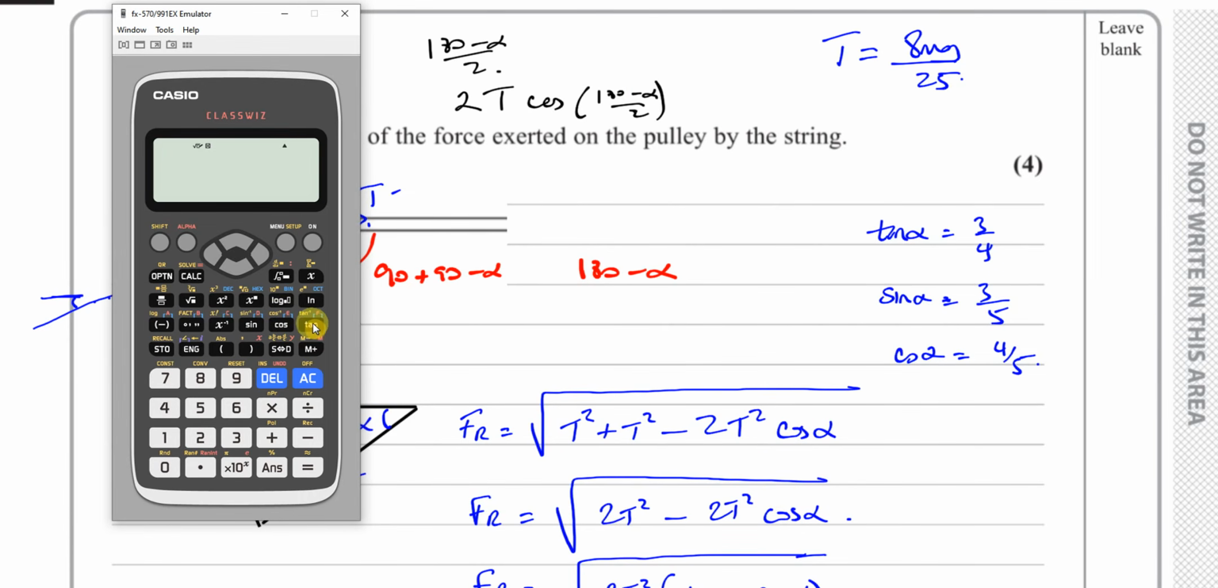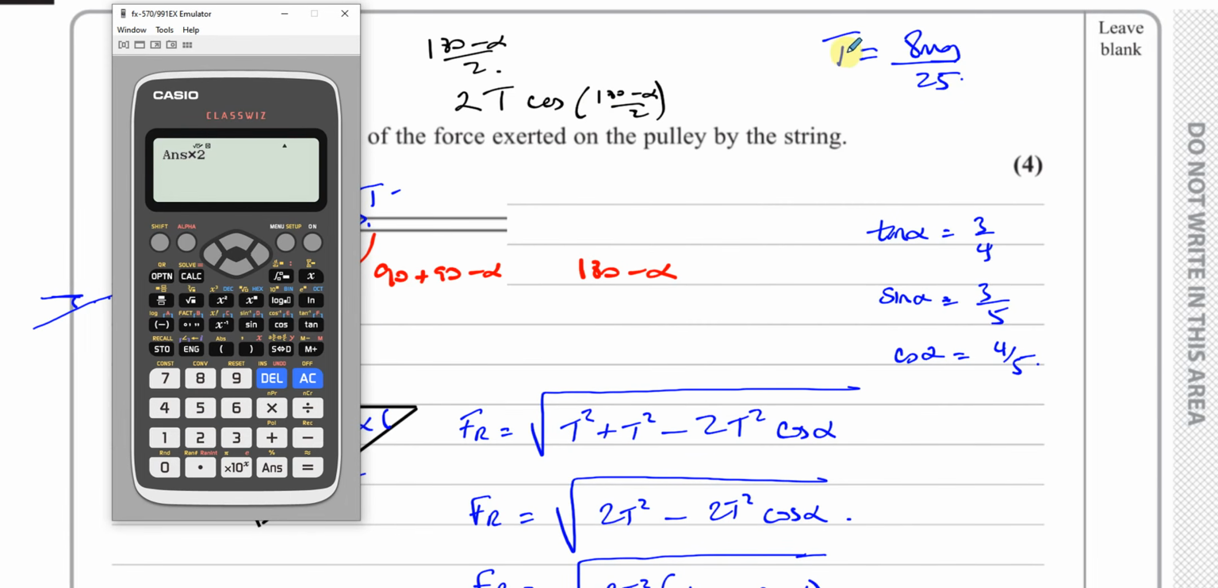Let's say inverse tan of 3/4. That gives us the angle, this angle. So we have 180 minus our angle, and then divided by 2. That gives us 71.56. So I want to find the cosine of this, so I'll find the cosine of my answer. And then I want to multiply that by 2 times t.